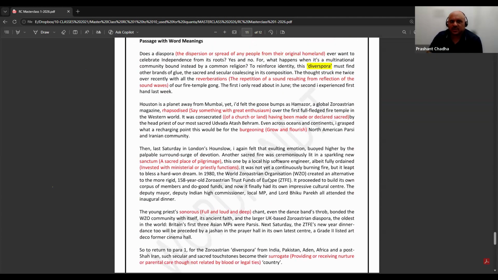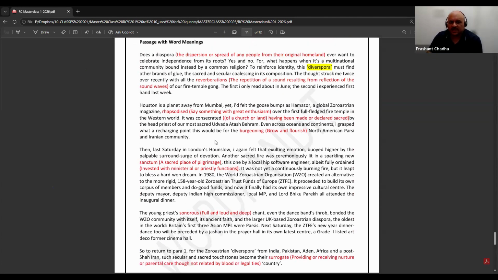The passage is actually, if you look at it, written in a lighter tone, right? It's not meant to be taken seriously. So when she says something like, what a recharging point this would be for the burgeoning North American Parsi and Iranian community. Now the Parsi community is not growing and flourishing, is not really burgeoning, right? All of you know about Parsis in India.